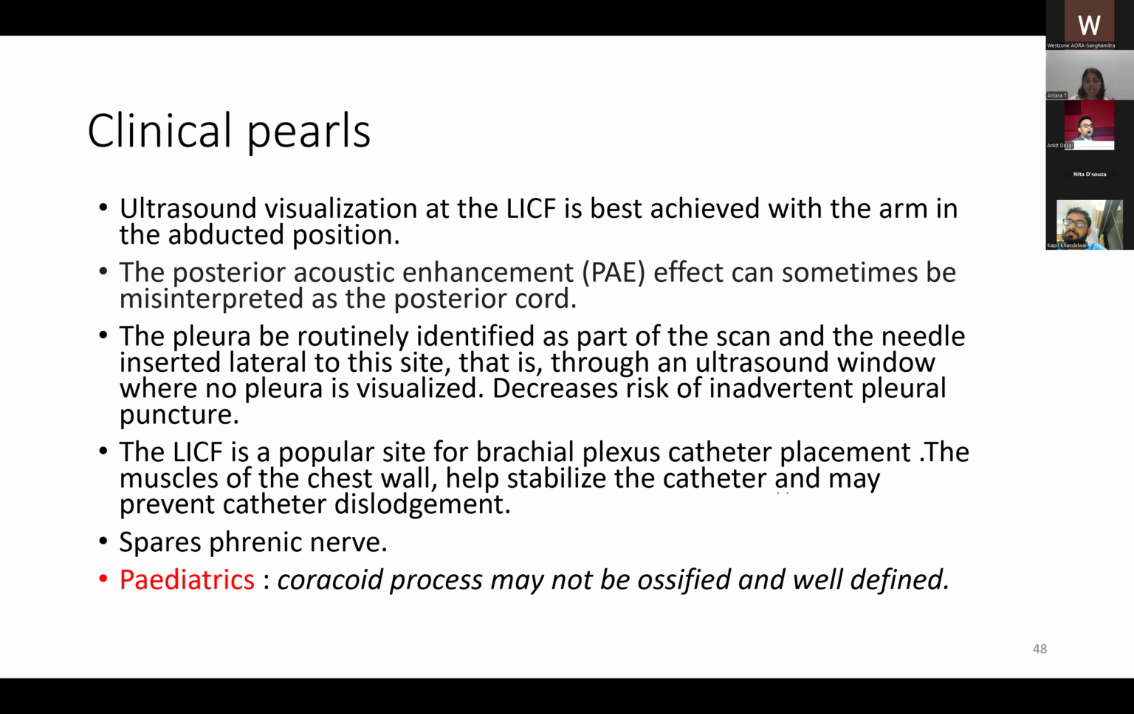The lateral infraclavicular fossa is a popular site for brachial plexus catheter placement, as the muscles of the chest wall help stabilize the catheter and may prevent catheter dislodgement. This spares the phrenic nerve. In pediatric patients, the coracoid process may not be ossified and well defined and will be difficult for the landmark technique, but it is the most commonly used block in pediatric patients because it spares the phrenic nerve, and also it is away from the pleura.